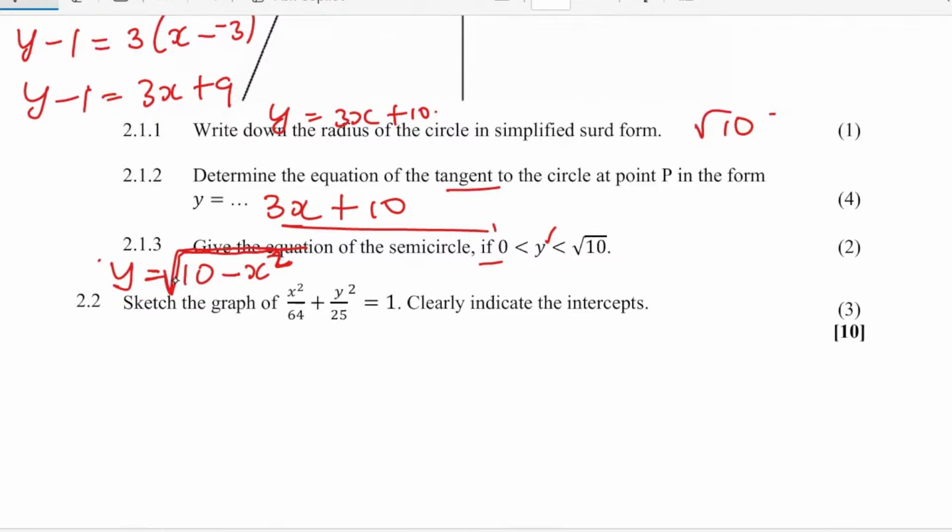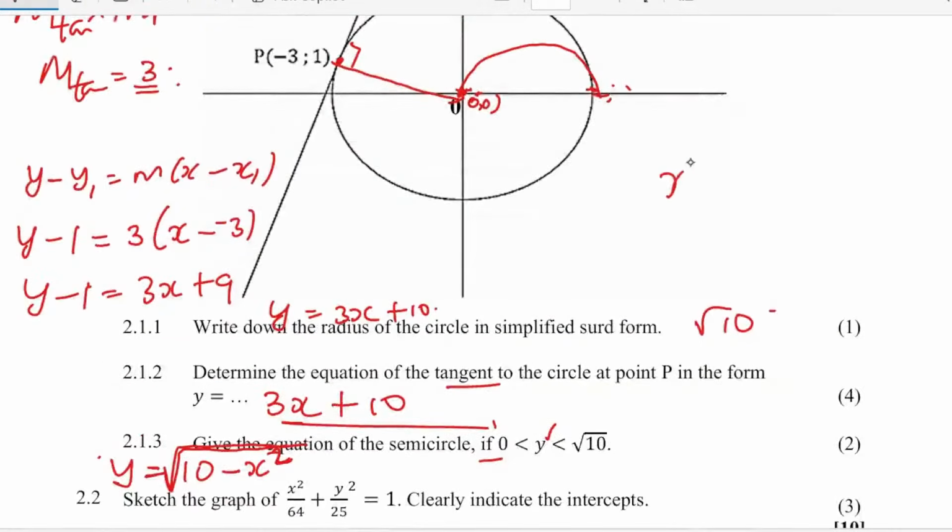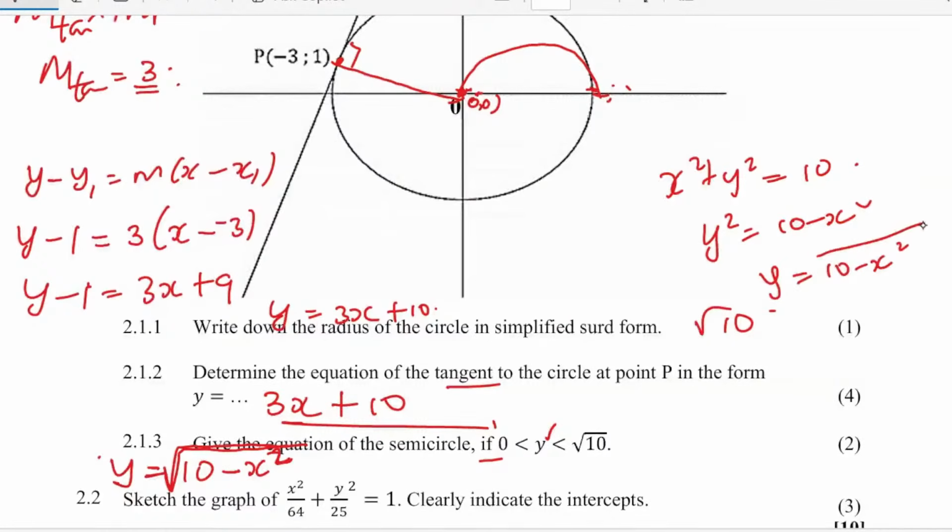Okay, y is equal to, okay, how do we do this? Remember, from the equation of the circle, x squared plus y squared is equal to 10. Let's make y the subject. That's 10 minus x squared, and then you find the square root. That's how we've obtained that y is equal to the square root of 10 minus x squared.